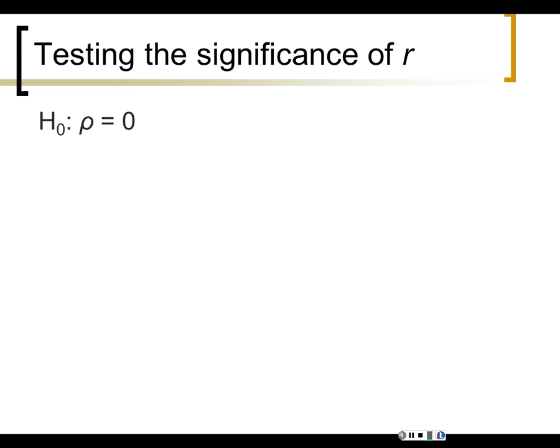The null hypothesis says that there's that shotgun blast in the population, rho equals 0. And so we've got this sample. And here's what happened in our sample.